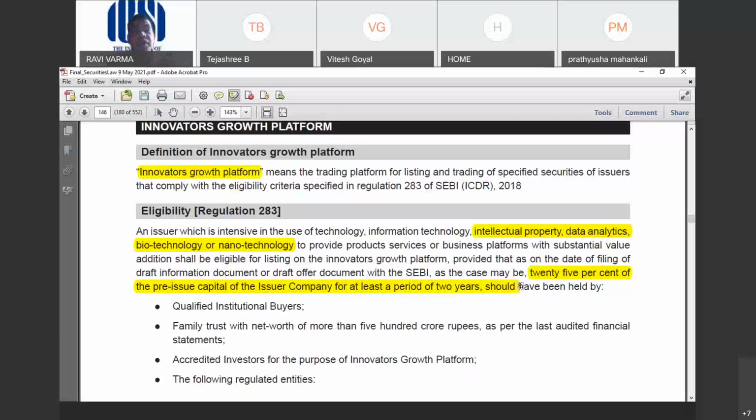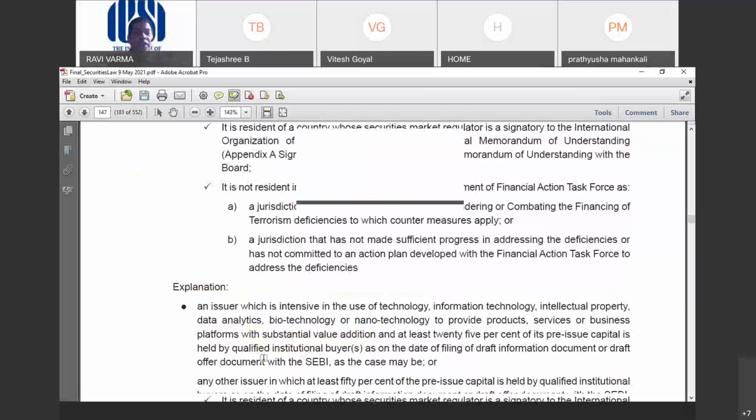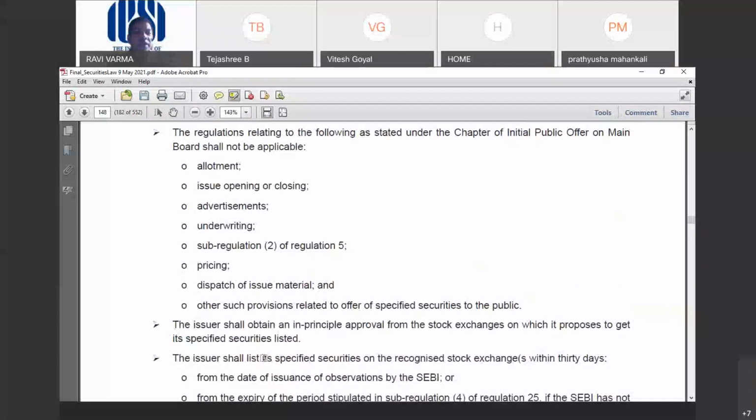or maybe by family trust, but family trust like big trust, because they are having a net worth of 500 crore, or maybe by accredited investors. Now question comes, who all are accredited investors? See, this is the minimum criteria. Now I'll tell you to the accredited investors.